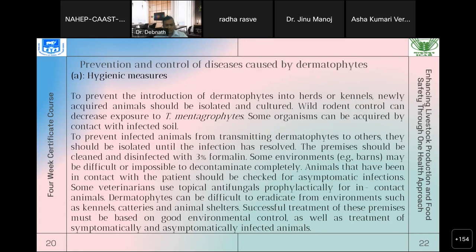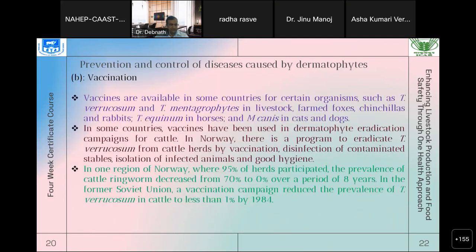Now, dermatophytes can be difficult to eradicate from the environment, such as kennels, catteries, and animal shelters. Successful treatment of these premises must be based on good environmental control, as well as treatment of the symptomatic as well as the asymptomatic infected animals.